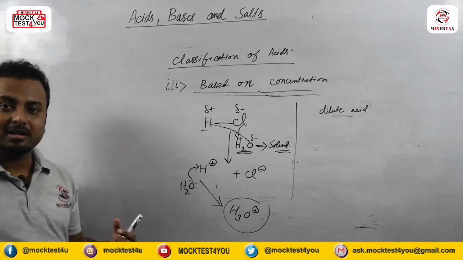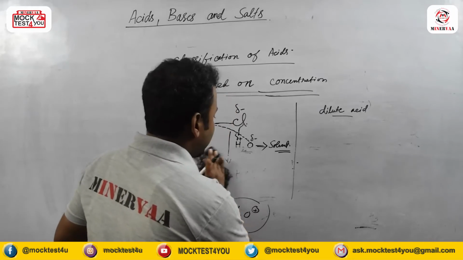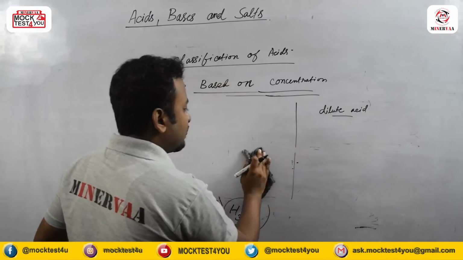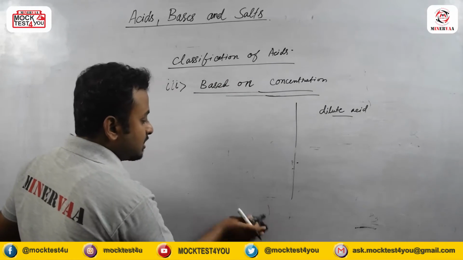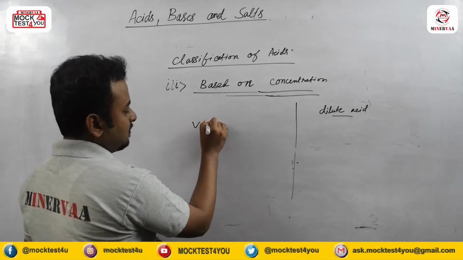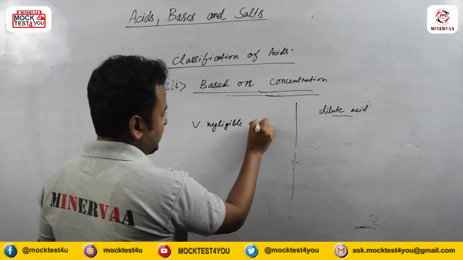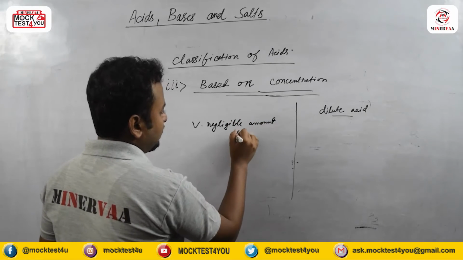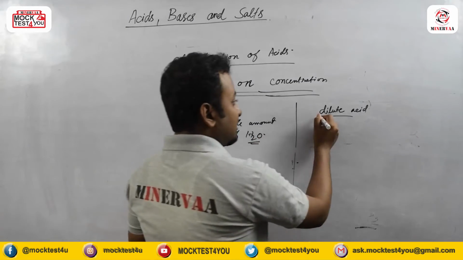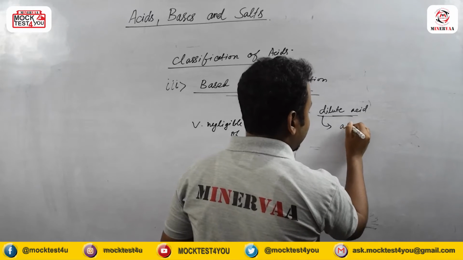So some amount of water is needed to dissociate the acids. The concentrated acid is something where very negligible amount of water is present, right? And what is dilute acid? In dilute acid, the amount of water is not negligible, there is an appreciable amount of water.